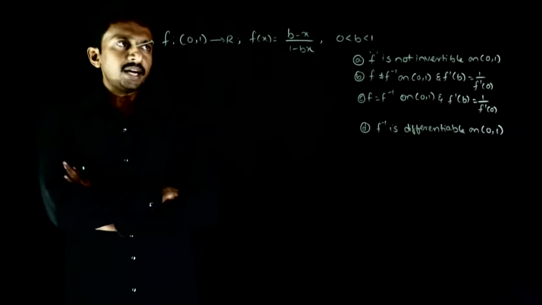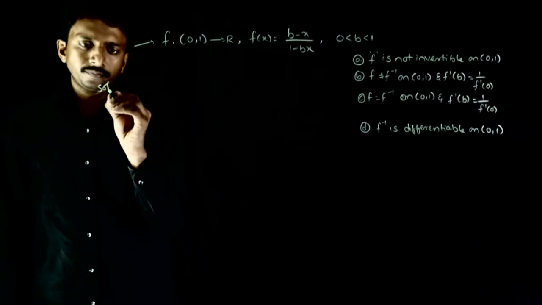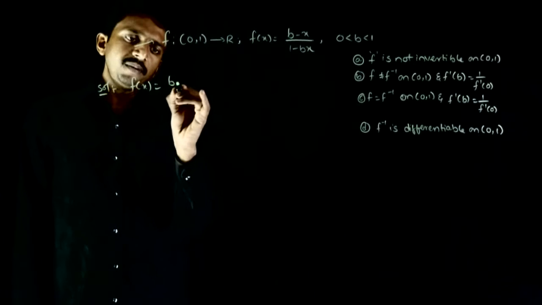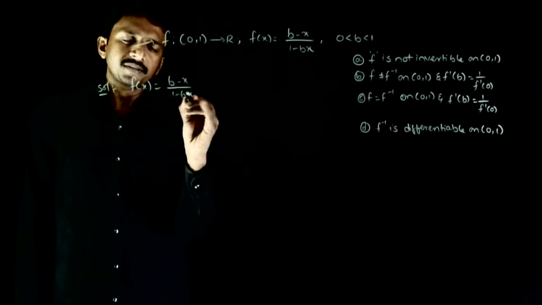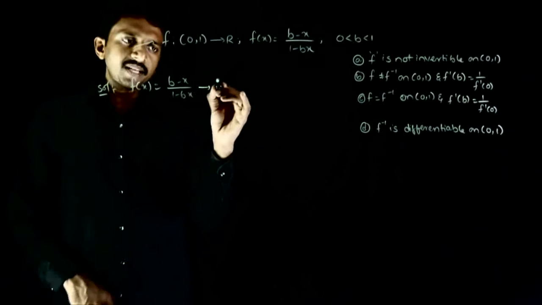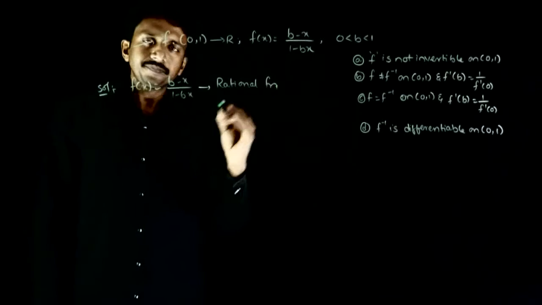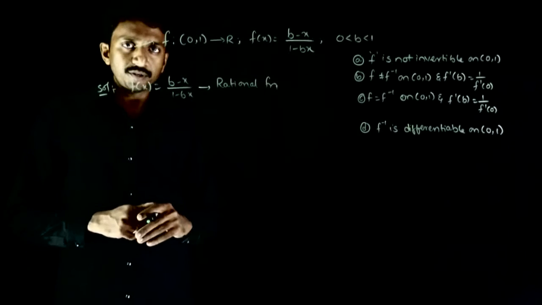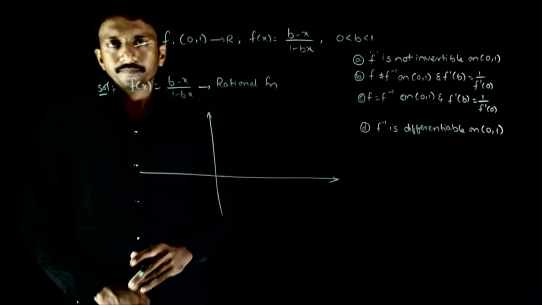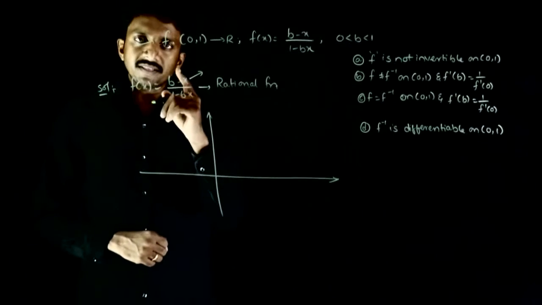So first let us try to analyze our function f of x. So f of x is equal to (b minus x) by (1 minus bx). So graph draw करने के लिए कोशिश करेंगे. This is an example of a rational function. So rational function with graph wavy curve से draw कर सकते हैं. So what are the zeros of this function? Numerator कहाँ 0 होगा? When x is equal to b.